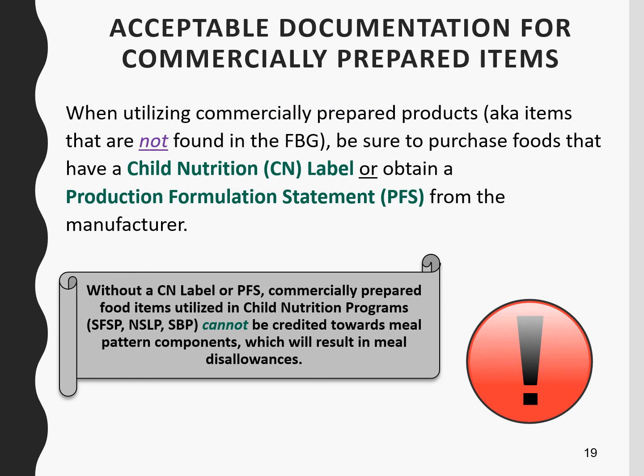When utilizing commercially prepared products, items that are not found in the Food Buying Guide, be sure to purchase foods that have a child nutrition label or obtain a product formulation statement from the manufacturer. Without a CN label or product formulation statement, commercially prepared food items utilized in the child nutrition programs cannot be credited toward the meal pattern components, which will result in meal disallowances.